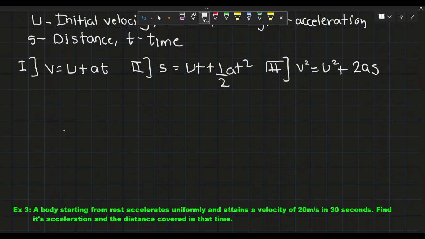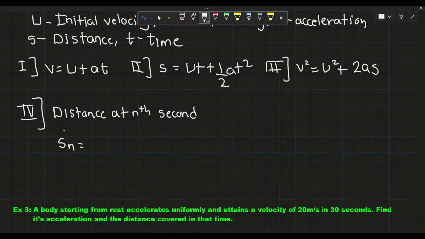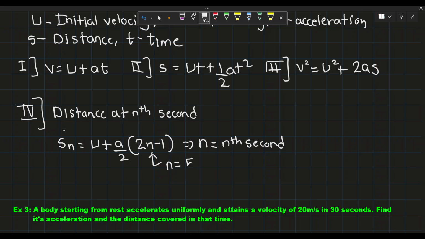There's a fourth one which can be used in some cases, is basically used to find the distance traveled at nth second. The formula for this is Sn, the distance traveled in the nth second, would be the initial velocity, that is u, plus a by 2 into 2n minus 1, where your n is the nth second. Like, let's say for example, if they say find the distance traveled at the 5th second, then you would put your value of n as 5.